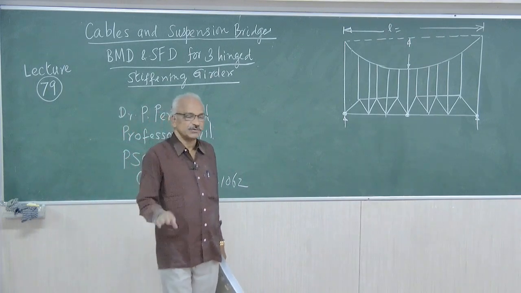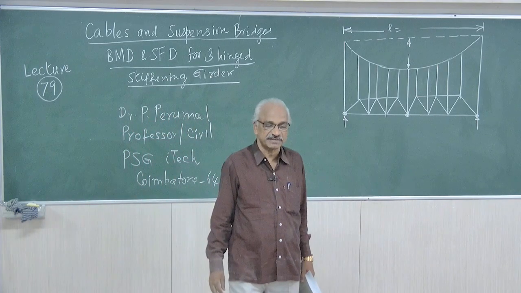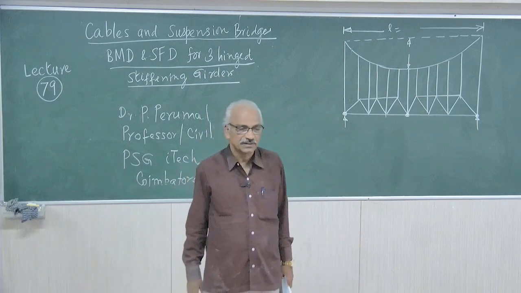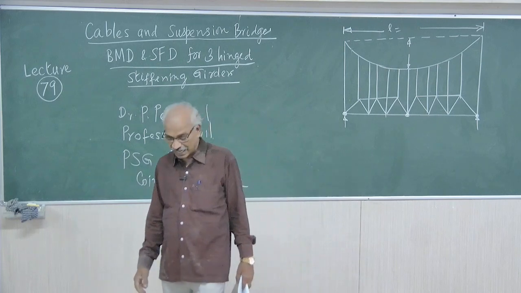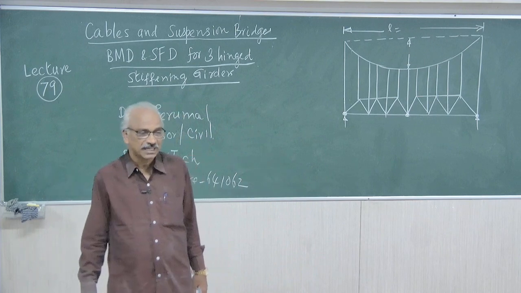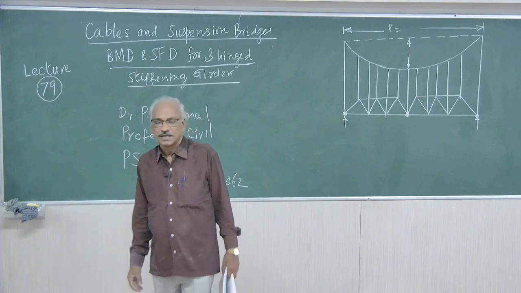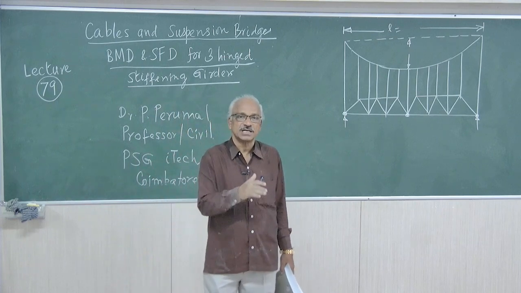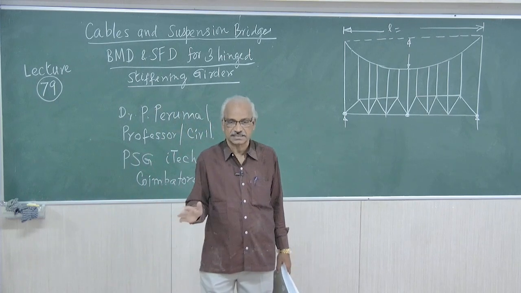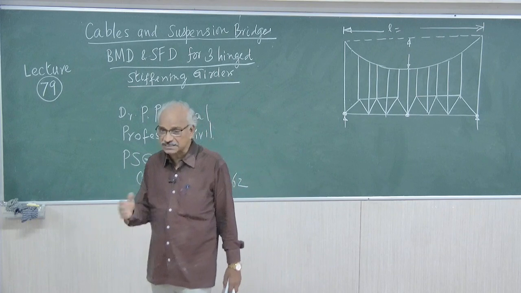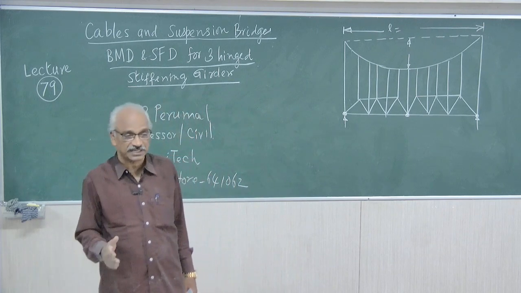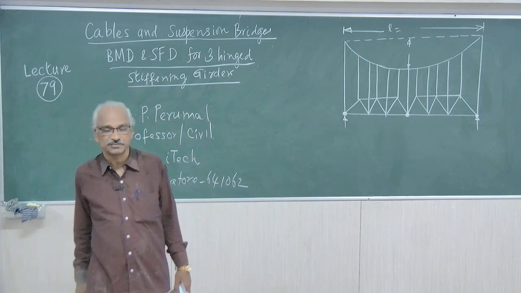So in the last few classes, 71 to 78, we have done various problems on cables without stiffening girder, cables with stiffening girder, analytical procedure using influence lines, etc. Almost as far as three-hinged stiffening girders, we have covered all types of problems.